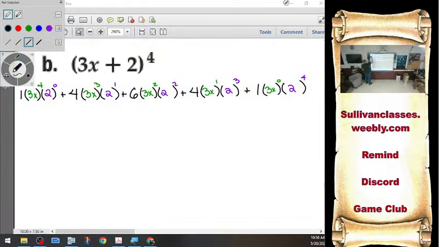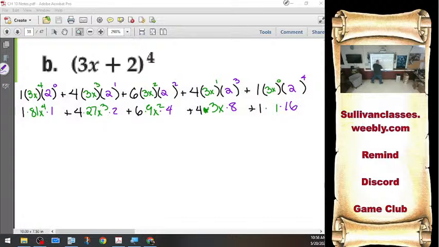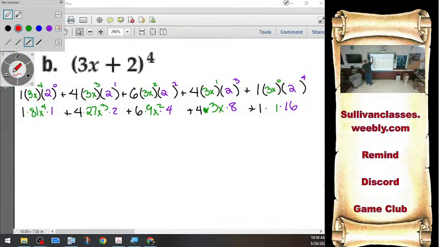If you need to, it would not be a bad idea to just make a second line where you include those simplified values: times 81x to the fourth, times 27x to the third, times 9x squared, times 3x, times 1, times 1, times 2, times 4, times 8, times 16. If you need to do that, do it. And then simplify each one.